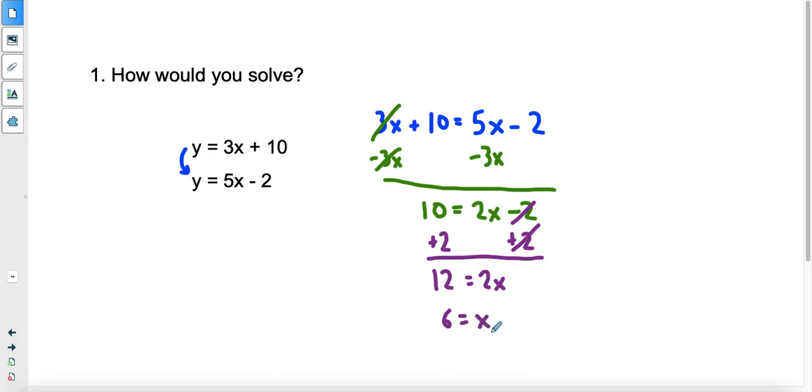But we're not done. We found x, but we still need to find y in order to solve these two linear equations. How can I find y? Well, I can find y by plugging it in to one of these two equations. For example, I know y is equal to 3x plus 10. So I can plug in x is equal to 6 into this equation to find y. So that's what I'm going to do.